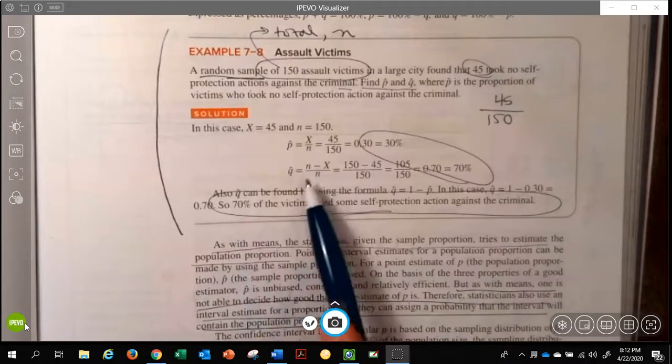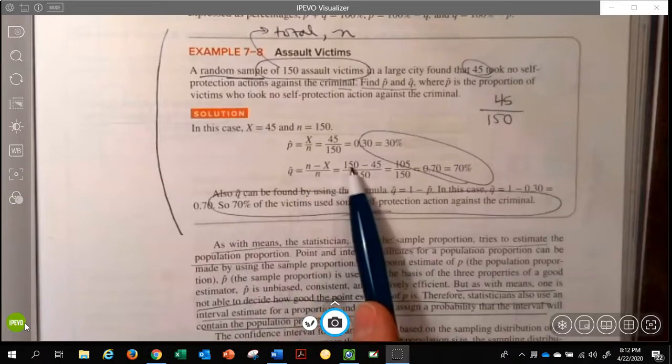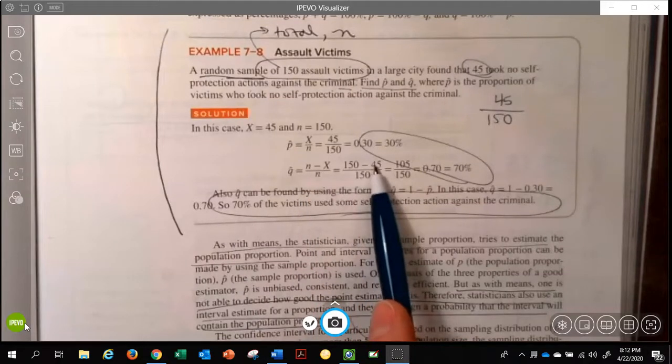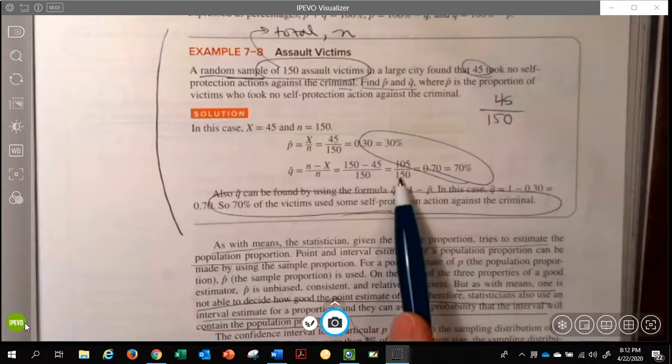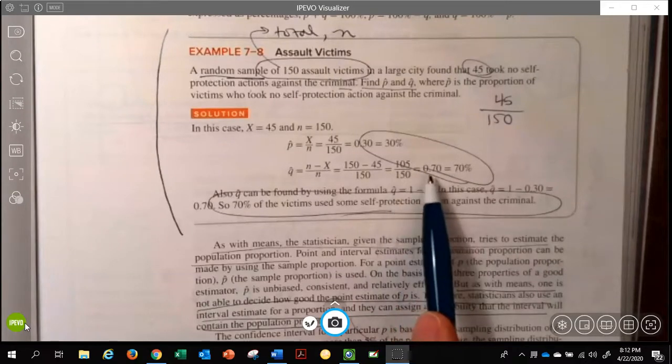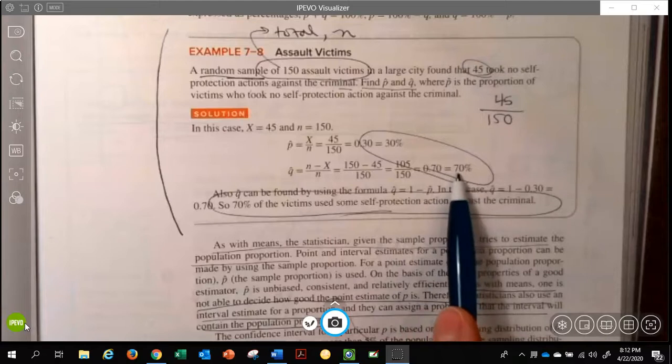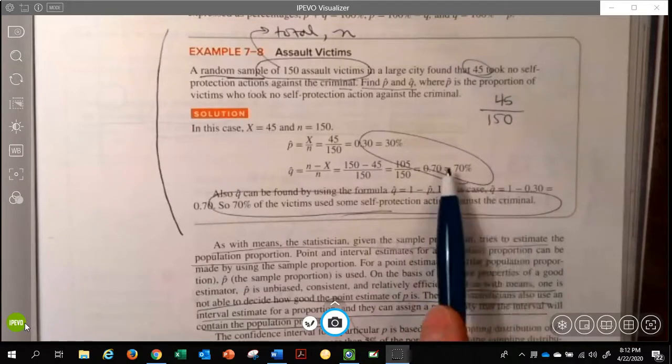But if you're not feeling lazy, and you want to go ahead and say, well, out of the 150, let's take out the 45 who did not use self-protection, and that'll leave 105 who did use self-protection. These are the ones who did not. These are the ones who did out of the 150. And when you divide 105 divided by 150, you get 0.7, or 70%. So it doesn't matter which way you go at it.